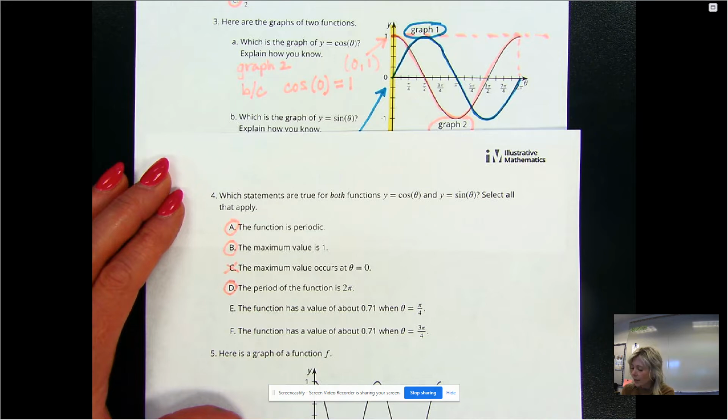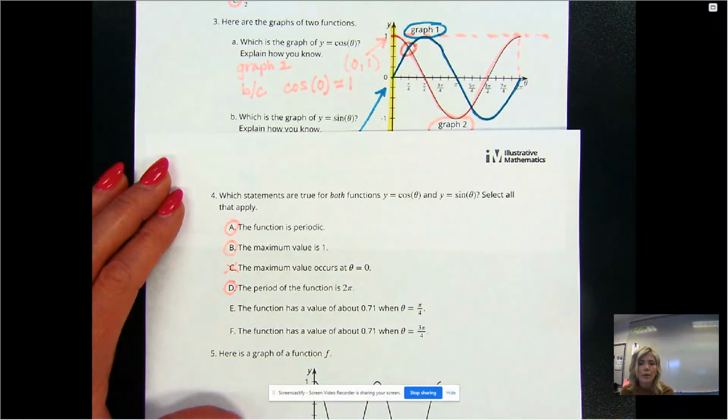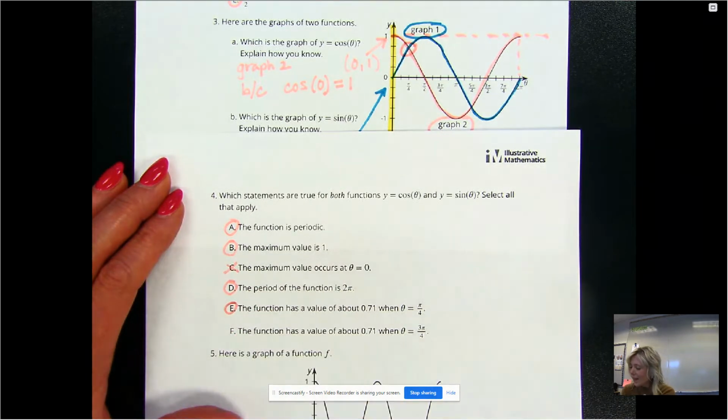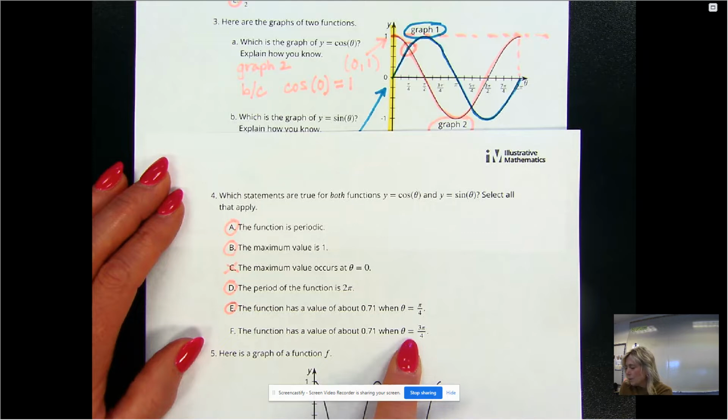The function has a value of about 0.71 when theta is equal to pi over 4. That is true. We did that in class today. That's the one point where the two functions are equal to each other and they both are at that root 2 over 2, which is about 0.71. So circle E.